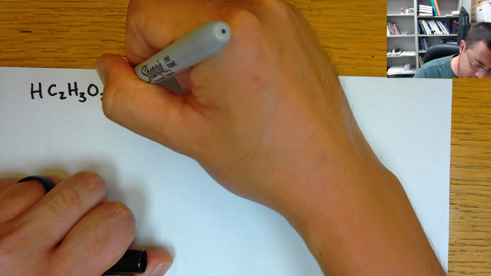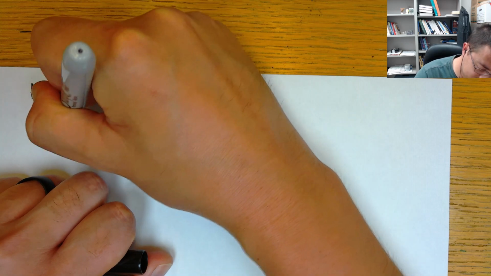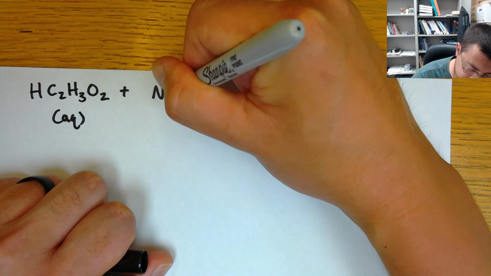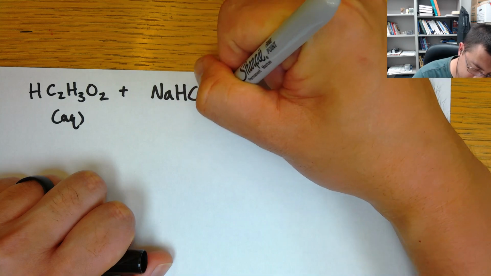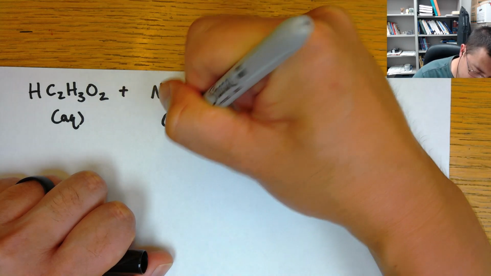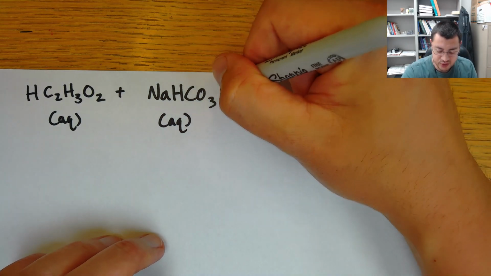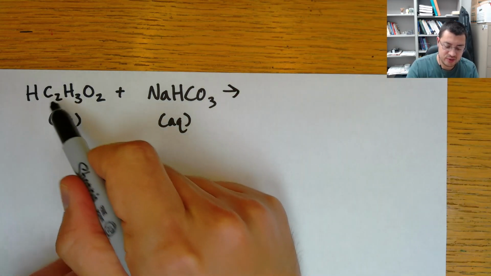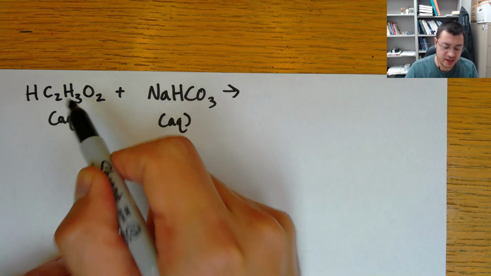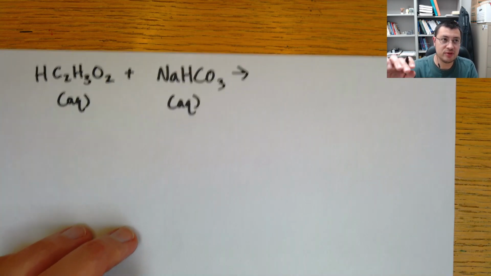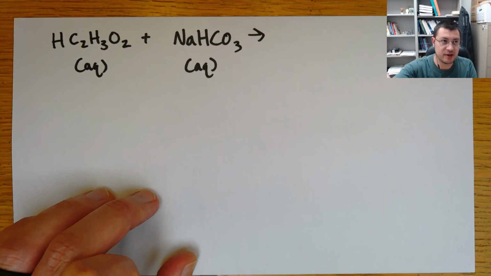HC2H3O2 aqueous, and then we have NaHCO3 aqueous. All right, so this is going to be double displacement. We have two compounds that have a plus side and a minus side. And so it's time to do the double displacement on paper.